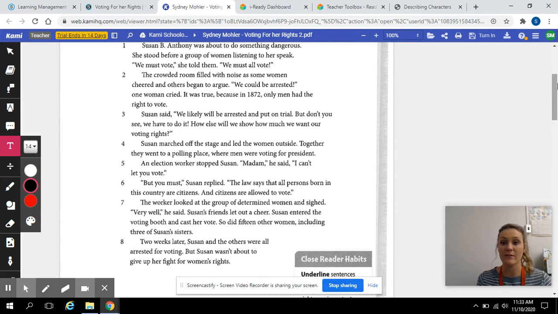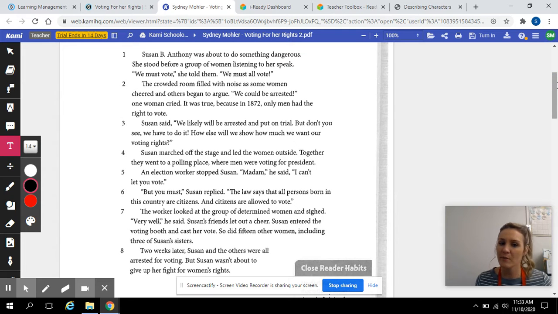Susan B. Anthony was about to do something dangerous. She stood before a group of women listening to her speak. "We must vote," she told them. "We must all vote." The crowded room filled with noise as some women cheered and others began to argue. "We could be arrested," one woman cried. It was true, because in 1872, only men had the right to vote. Susan said, "We likely will be arrested and put on trial. But don't you see, we have to do it. How else will we show how much we want our voting rights?"